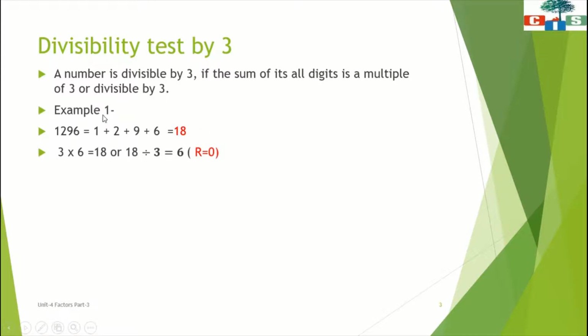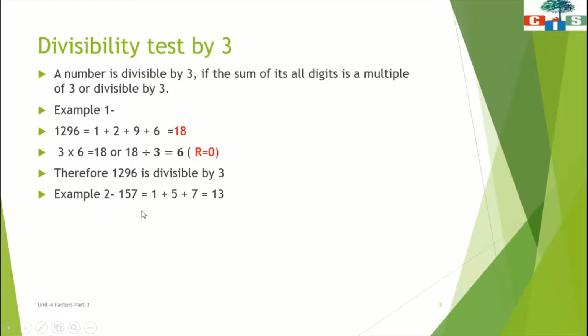So therefore this whole number can be divided by 3. Okay, so therefore 1296 is divisible by 3. Okay, how to find in an easy way? We just have to add all the digits and we have to see whether the sum is divided by 3 or not. Okay, now we'll see next example we have, that is 157.